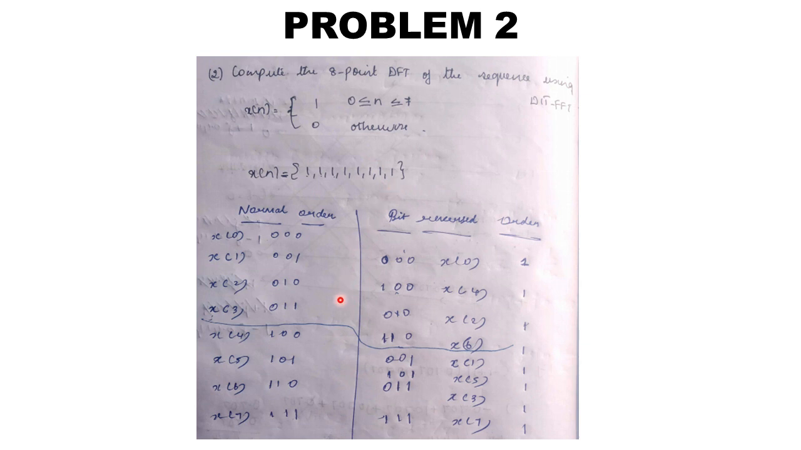So the first step is doing the bit reversal. For the DIT FFT algorithm, we should take the input in the bit reversed order. We should not take it in the normal order. That is x of 0, x of 4, x of 2, x of 6, x of 1, x of 5, x of 3, x of 7.